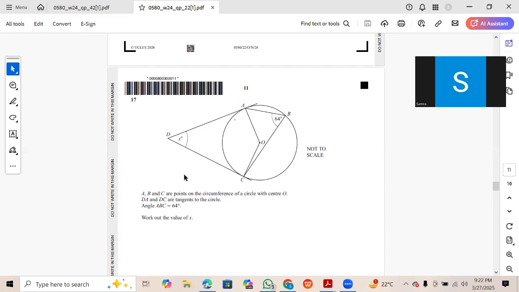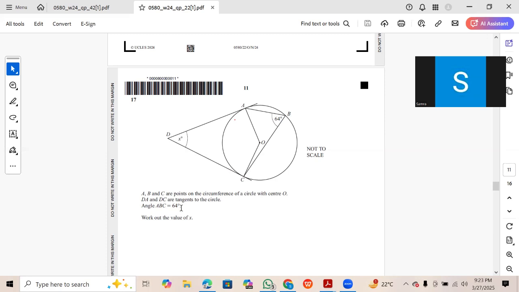Here we have a circle, and this is the tangent of the circle. Our question is: A, B and C are points on the circumference of a circle with center O. This is the circumference. The whole boundary of the circle, if we cover all this boundary, this will be the circumference. These are the points on the circumference.